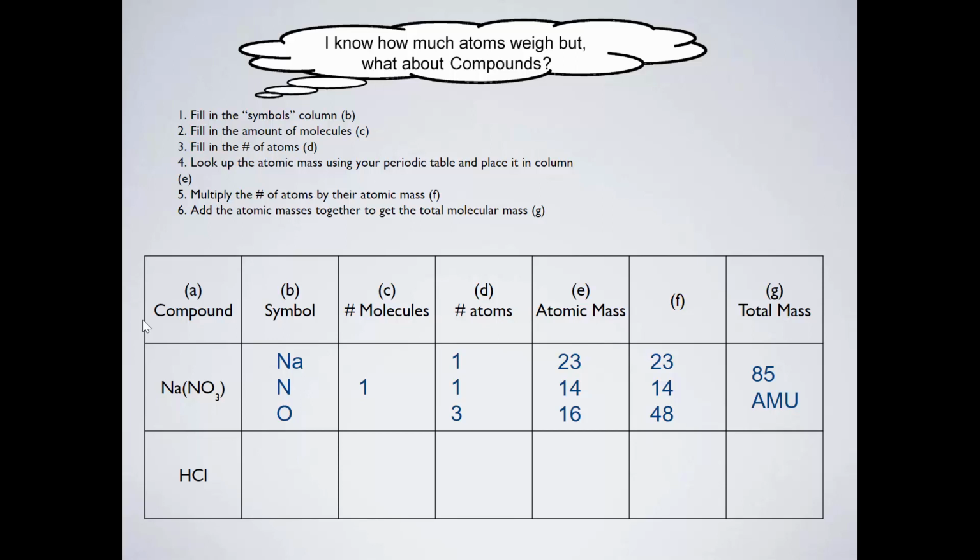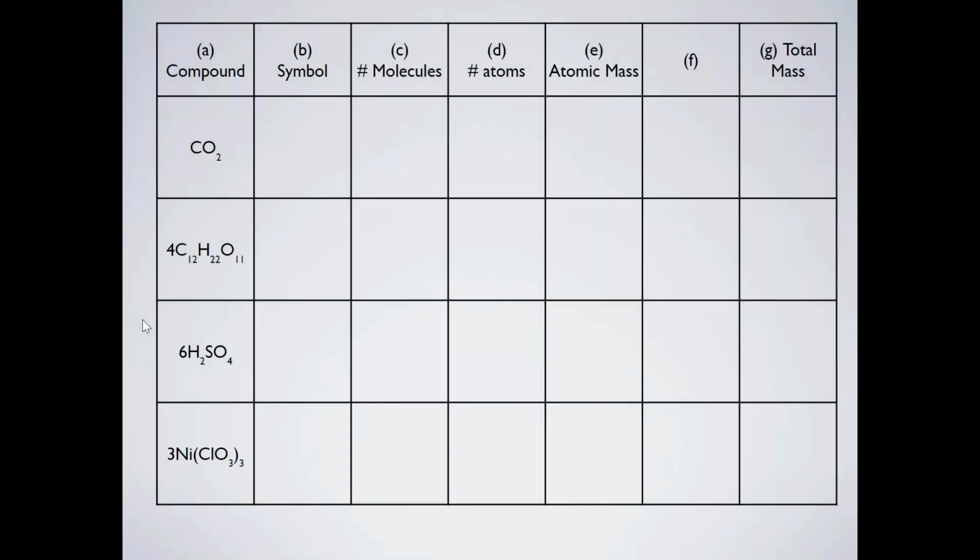What are the elements? Hydrogen and chlorine. How many molecules of this are there? Just one. How many atoms of hydrogen? Chlorine? Atomic mass of hydrogen? Chlorine? 35. Mass of hydrogen? Mass of chlorine? Mass of the whole thing? Atomic mass units. Good.